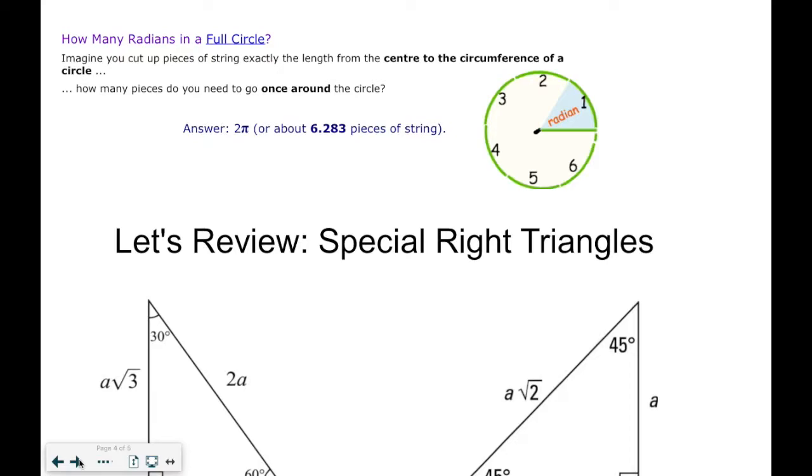We also know that it is 2 pi because we know that half of the circle is pi radians, and the other half is also equal to pi radians, so pi times 2 equals 2 pi, which is a full circle.